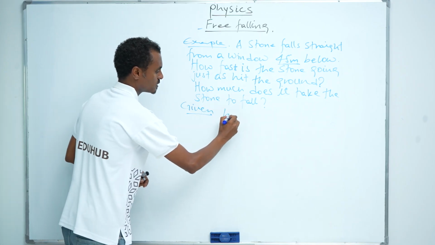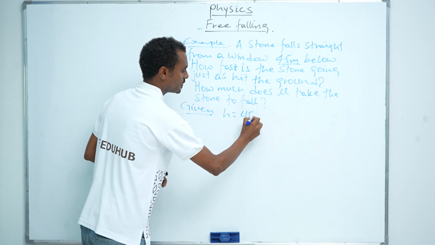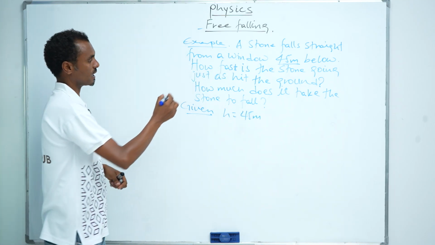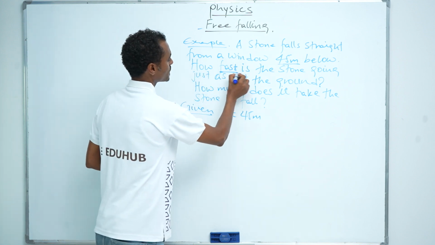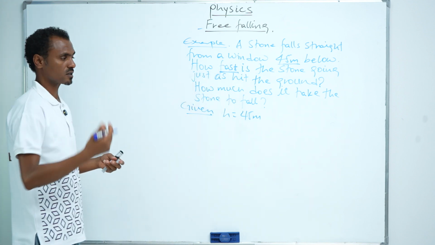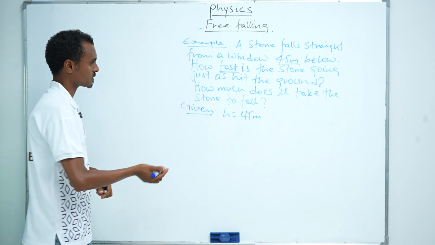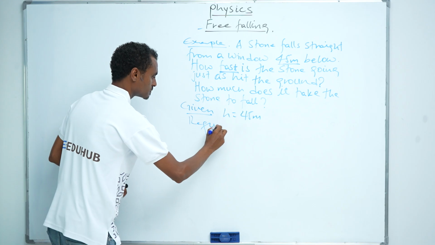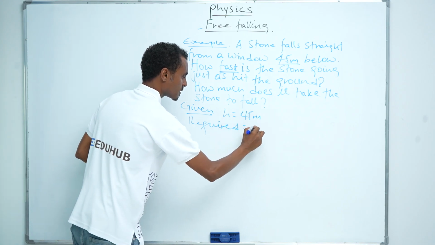The height, that is h of the building, is 45 meters. So what does how fast mean? When we say how fast, it means speed. So our required is speed.